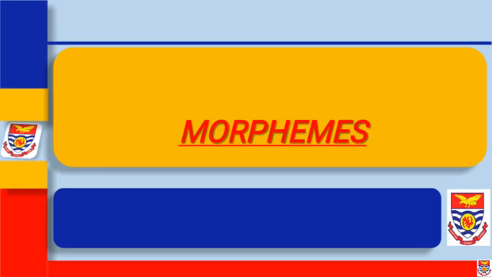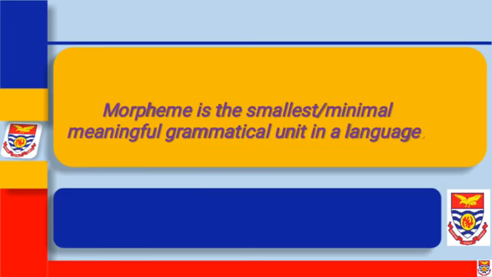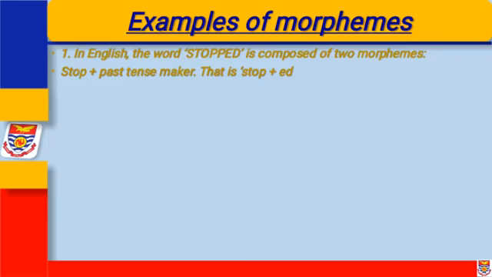The morpheme itself is the smallest or the minimal meaningful grammatical unit in language. So here we are saying a morpheme cannot be further divided into any other grammatical units. Morphemes.